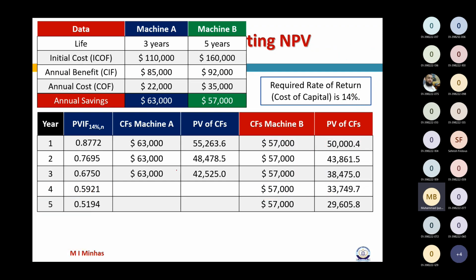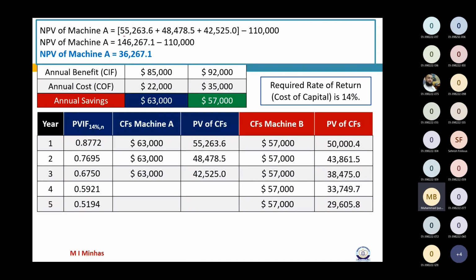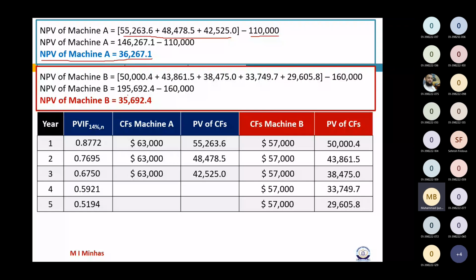I guess you can very easily calculate the net present value of machine A and machine B. How would you calculate the net present value of machine A? You add all these present values minus the initial 110K, right? And for the other machine, I will add all these present values, because the formula is present value of all cash inflows minus the initial cash outflow. Correct? So on the top left corner, can you see? I've calculated the present value of all cash inflows of machine A minus the initial investment, and my NPV came to be 36,267.1. What about the second machine? Here, the NPV came to be 35,692.4.